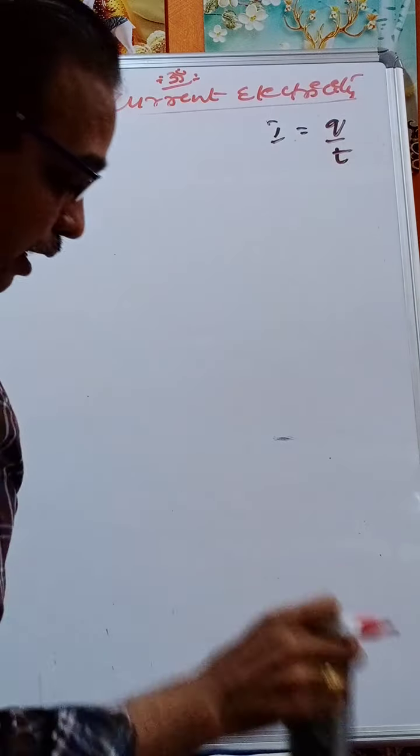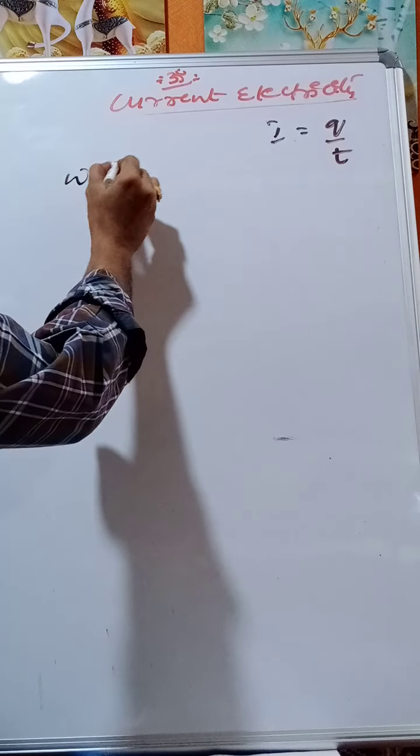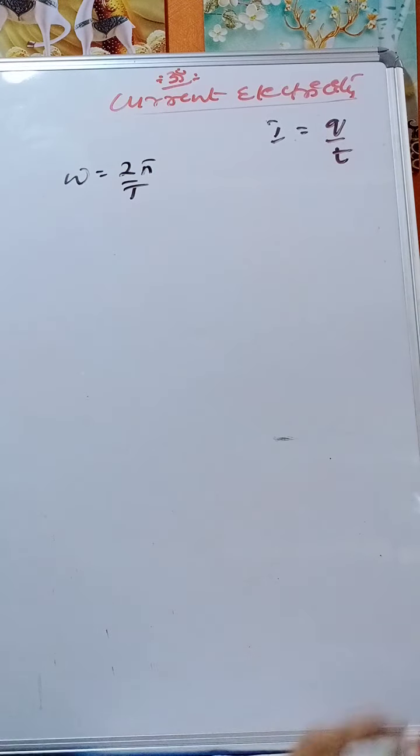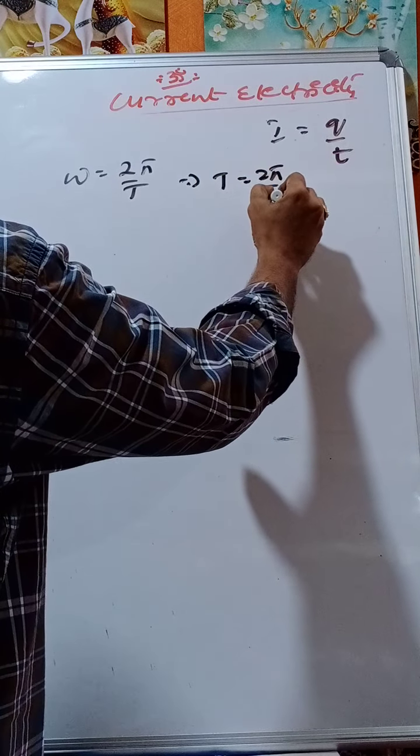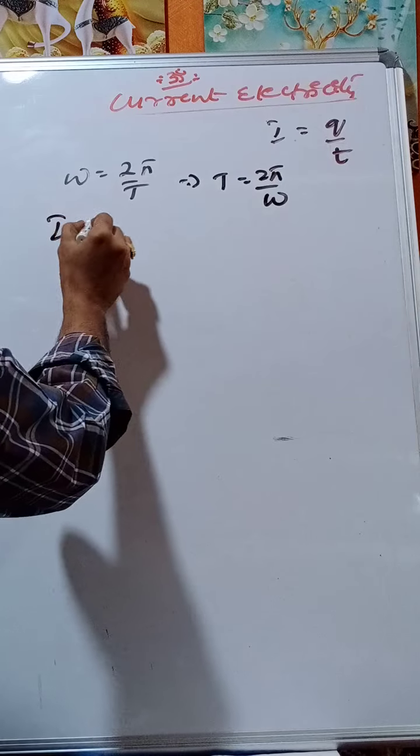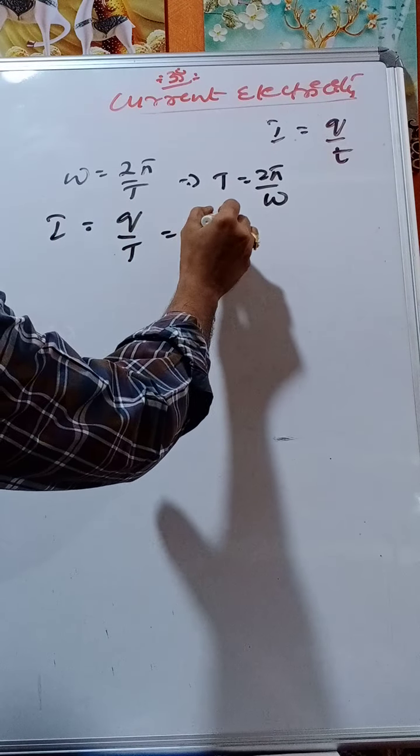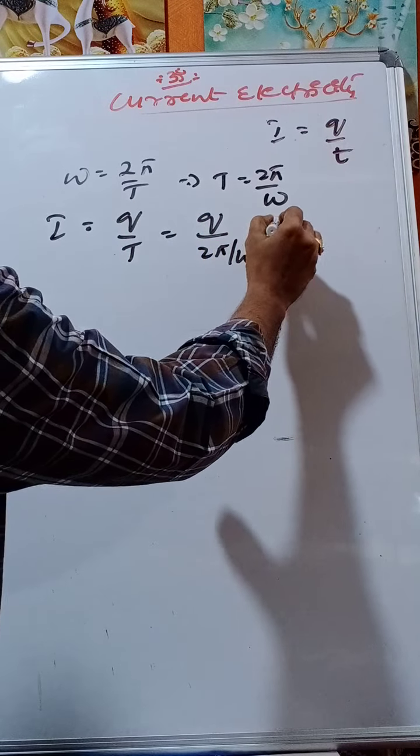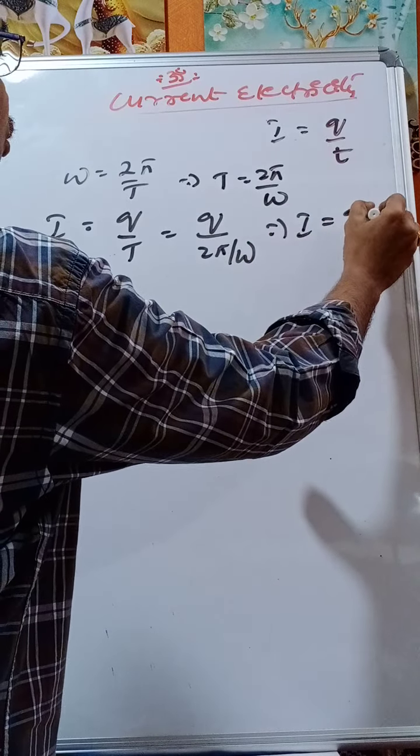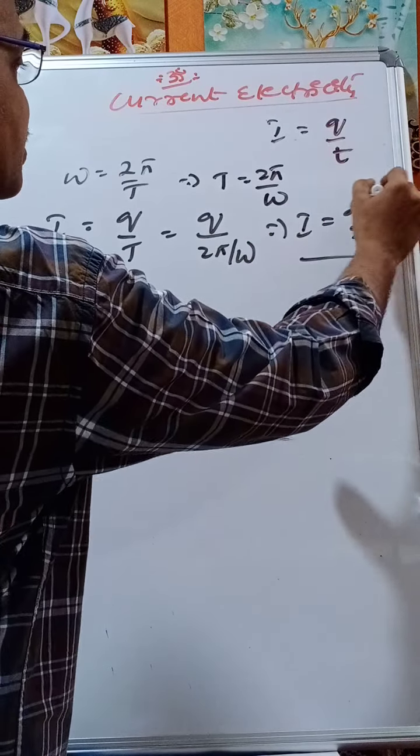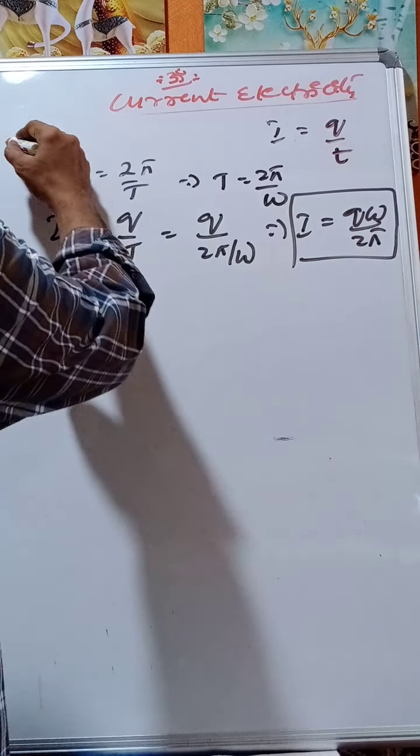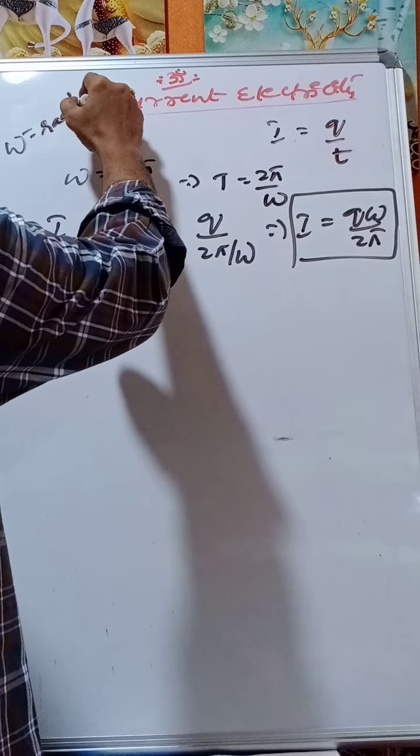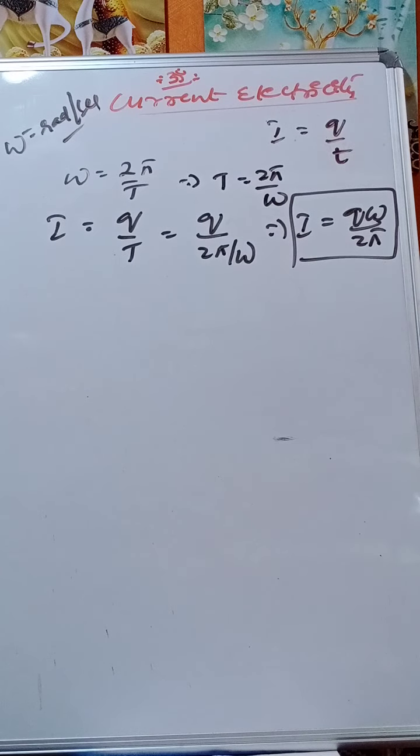Now we know that angular velocity omega is equal to 2 pi by t. This implies t is equal to 2 pi by omega. Now what is the current? I is equal to q by t, that is q by (2 pi by omega), so current I is equal to omega q by 2 pi. This is another way of expressing the current in terms of charge and angular velocity, where omega is in radians per second.